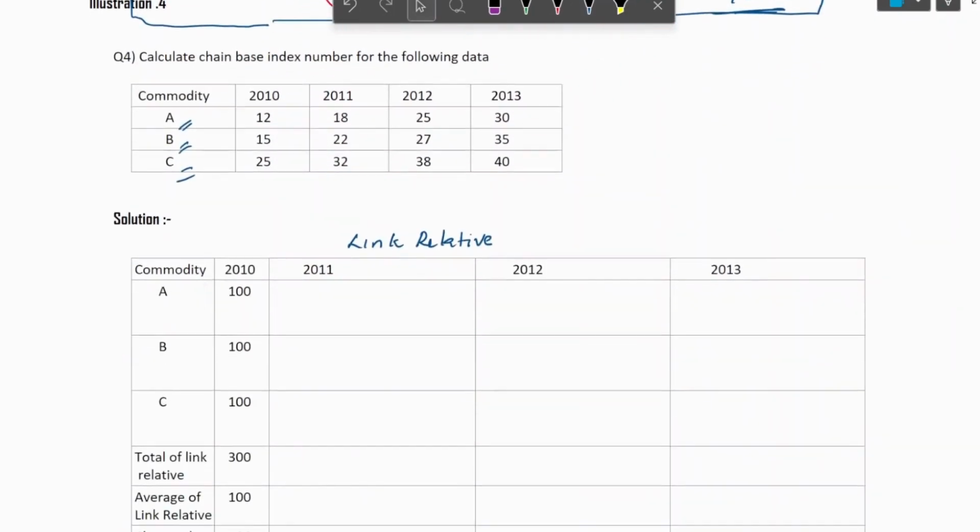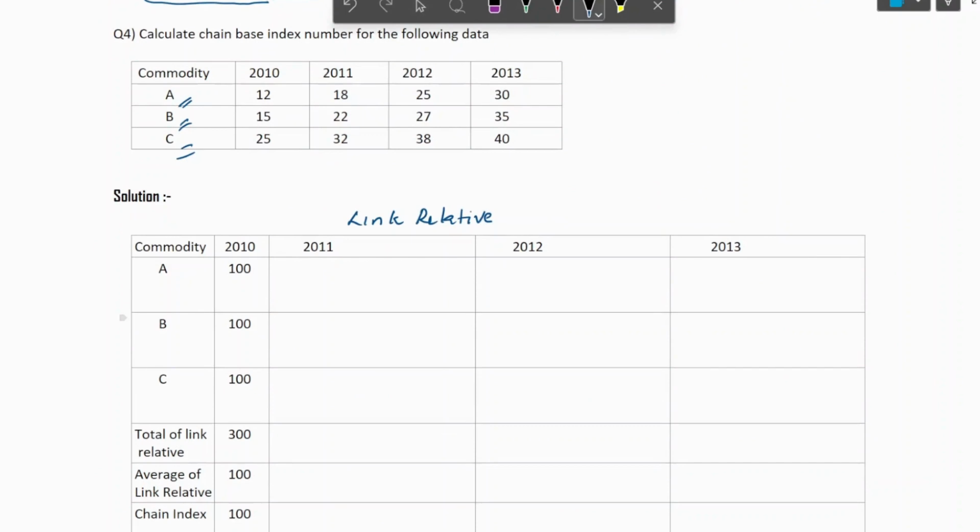Next, I'm going to write here first 100, which I have already written. 100 is for 2010, 100 for B and C, total and average. Now we are going to calculate 2011, that is 18 divided by 12, right? Then 25 divided by 18, it will go this way. Therefore here we fill 18 divided by 12 into 100, 25 divided by 18 into 100, and 30 divided by 25 into 100.